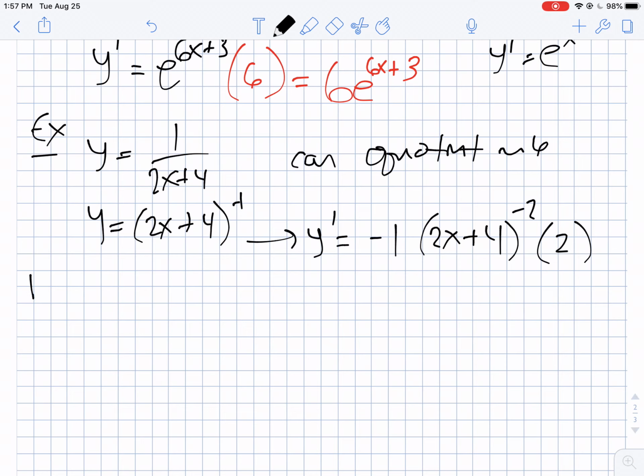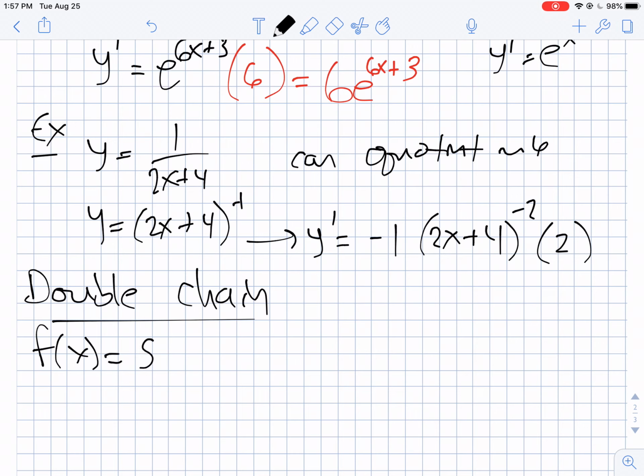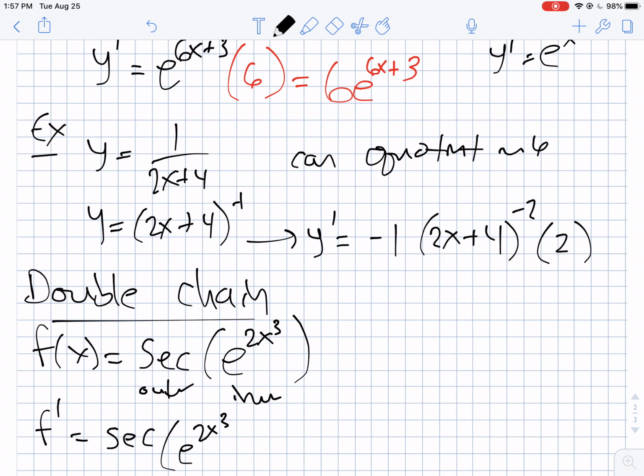Let's do one with a double chain, because sometimes you might have to do the chain rule twice. Okay, so we're going to start with our function f of x equals secant of e to the 2x cubed. Okay, so again, secant is my outer function, the e part is my inner. So when I take the derivative of this, the derivative of secant is secant tangent. So it's secant e to the 2x cubed times tangent e to the 2x cubed.